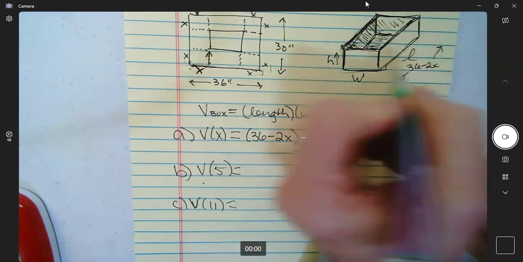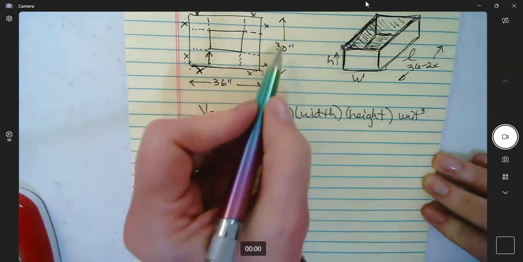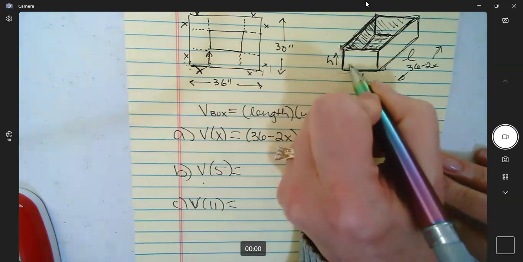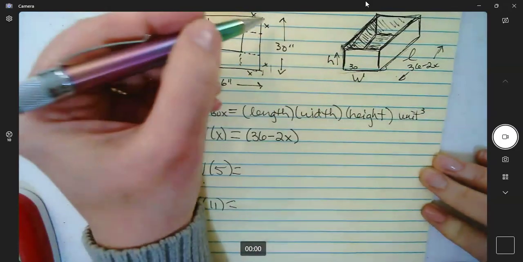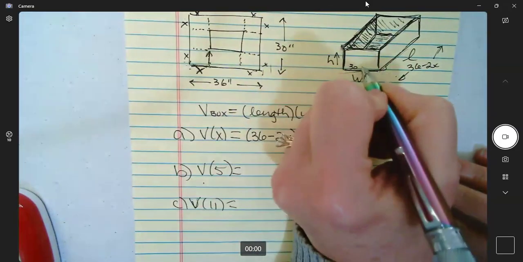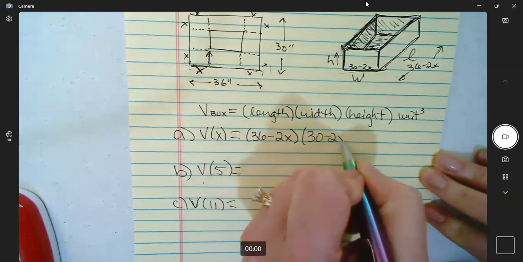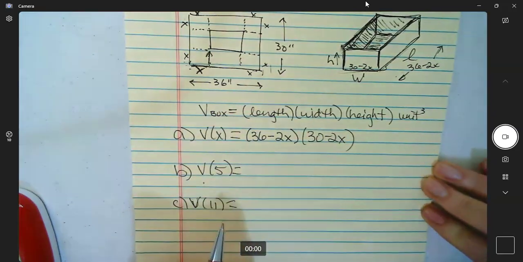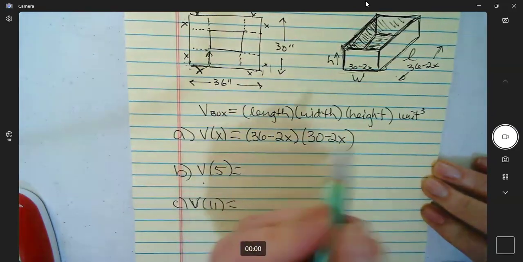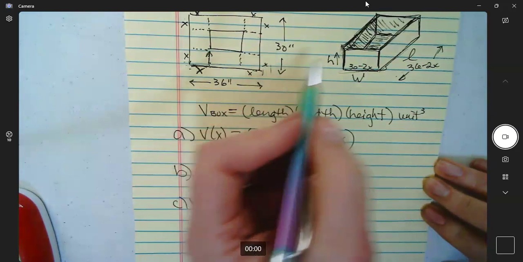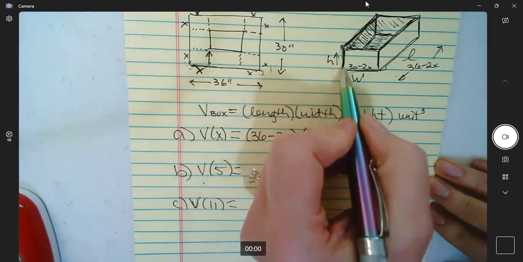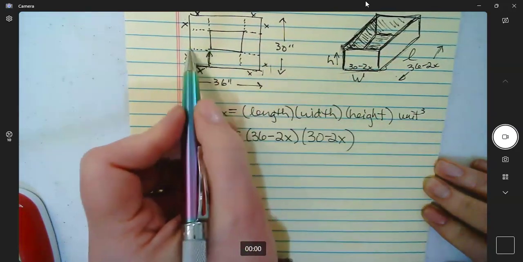Now going this way, we're starting from a little bit smaller. So it's 30 inches to start and then minus these 2 cuts out of each end. So 30 minus 2x. It doesn't really matter which one we call length and width, but I'm just writing it like this. And then the height is the easy part because how high this is just depends on how deep this cut is.